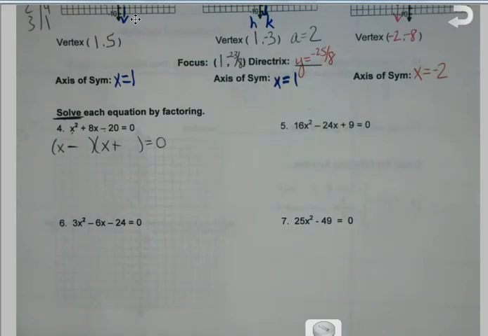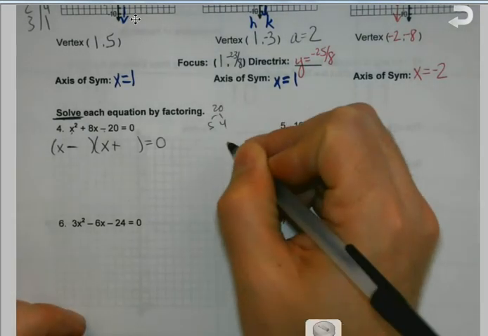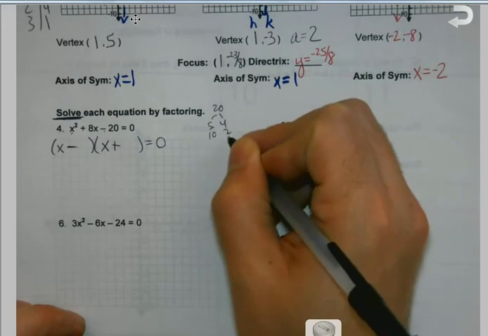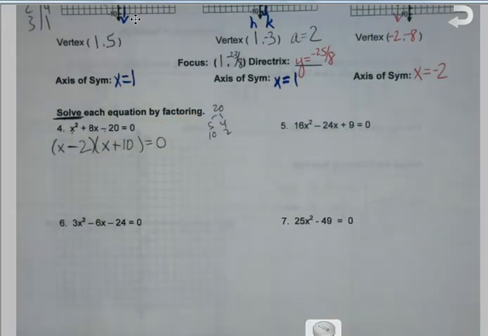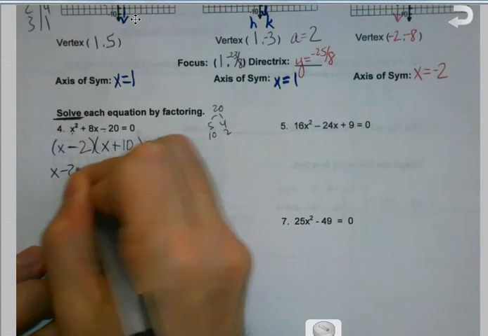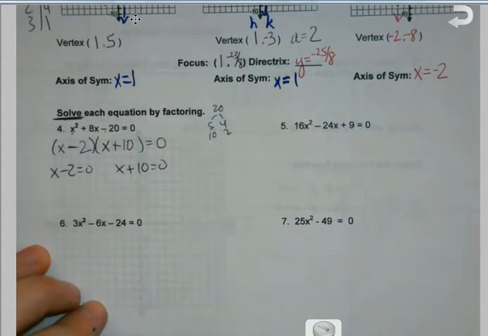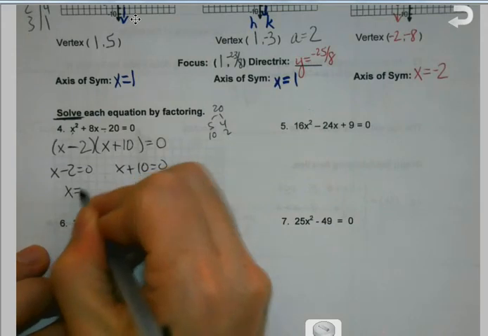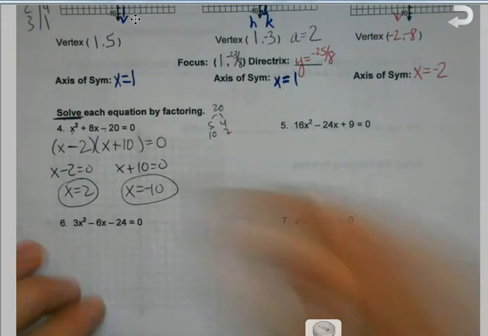Does 5 and 4 work? Yeah, no. What are other options? Let's see. 20, 5 and 4. What else? What else? 10 and 2. Ooh, 10 and 2. Okay, 10 and 2. Don't stop. Set them equal to 0. Add the 2. Subtract the 10. Bingo.